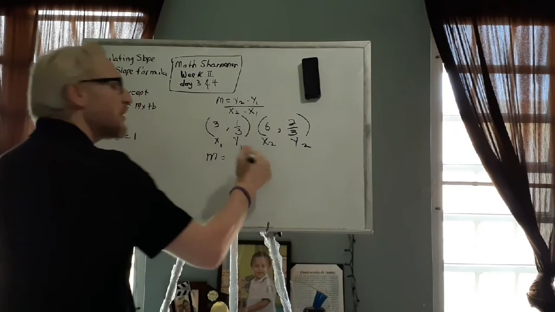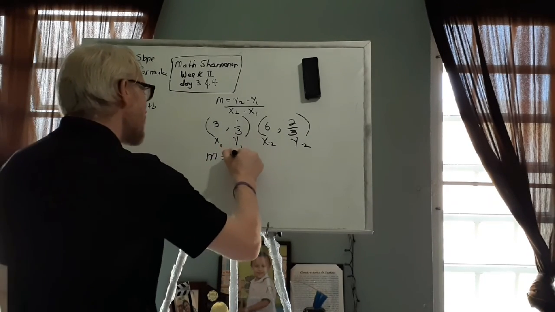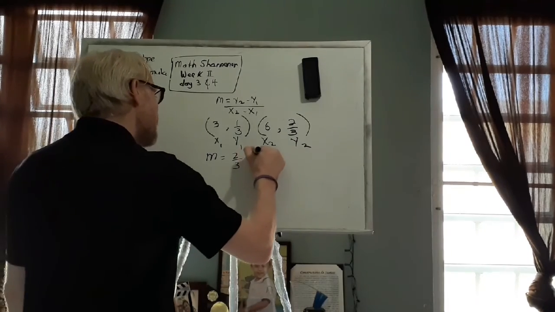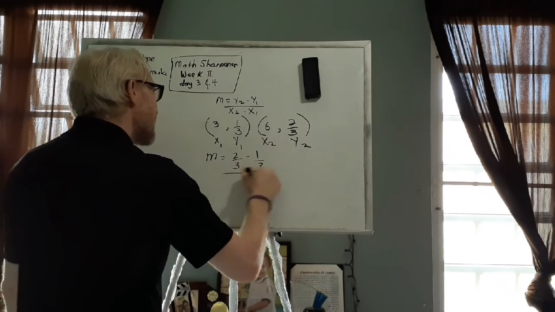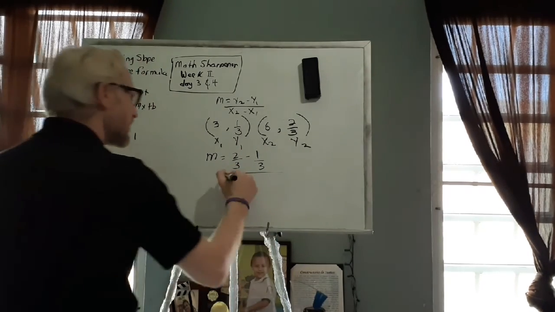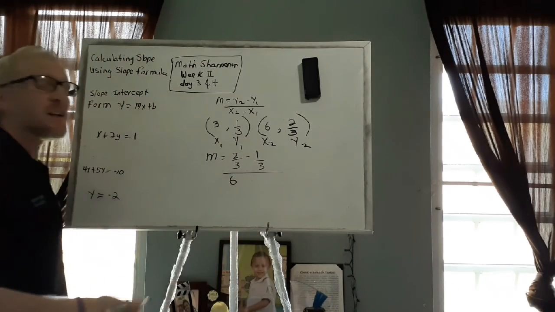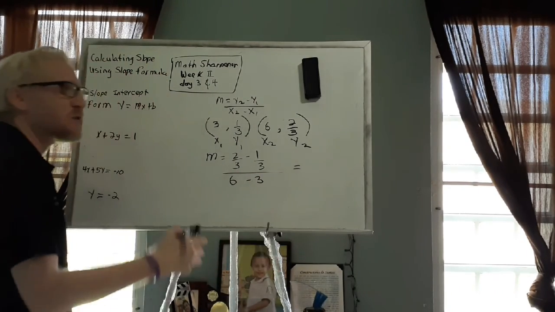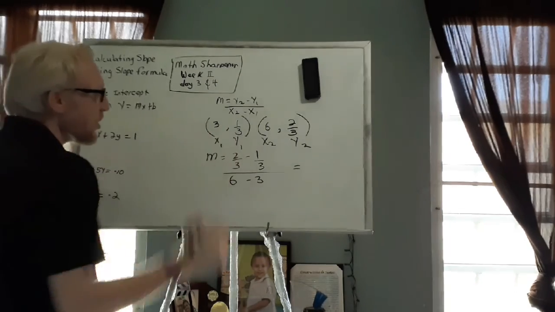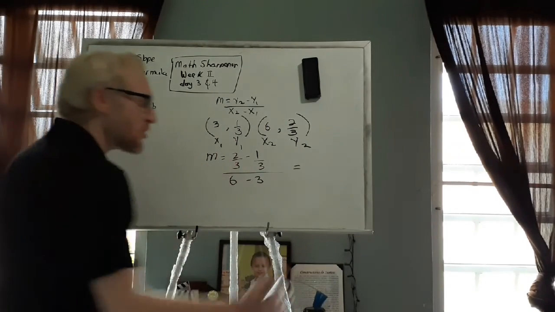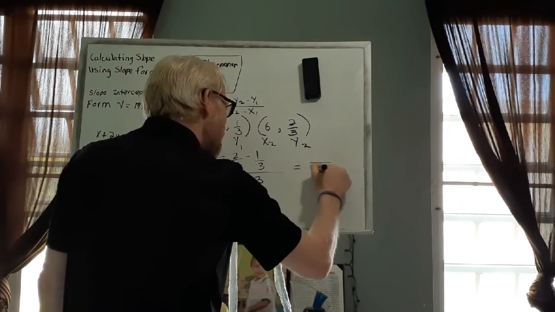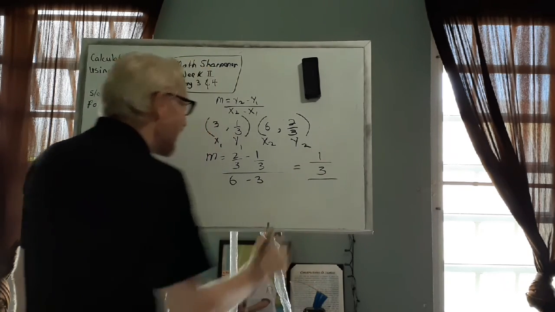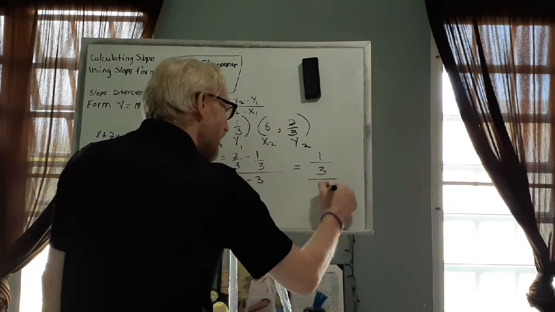So m, in this case, y sub 2 is going to be 2/3, y sub 1 is going to be 1/3, x sub 2 is 6, and x sub 1 is 3. So what we're going to do is we're just going to say 2/3. Since here the denominators are the same, I'm just going to move my 3, and I'm going to subtract 2 minus 1, which would be 1, and then I have 6 minus 3, and that would be 3.